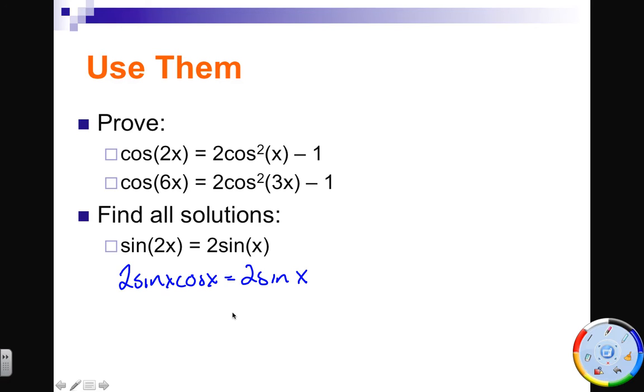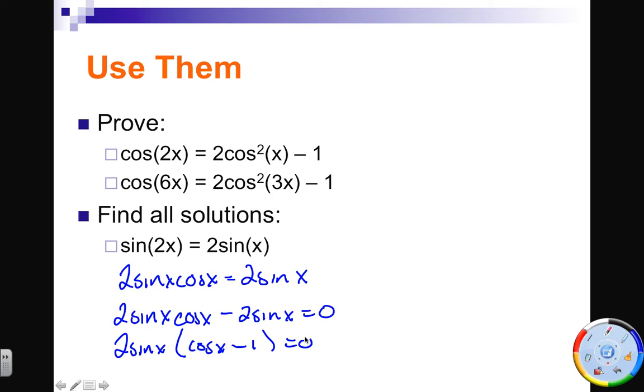Now, because we are solving this equation, I can subtract 2 sine of x from both sides and set it equal to 0. Well, now we're just getting into the idea that I can factor and set both pieces equal to 0. So I can say 2 sine of x equals 0, and cosine of x minus 1 equals 0. And here's where things get tricky. So sine of x equals 0, and here cosine of x is equal to 1.